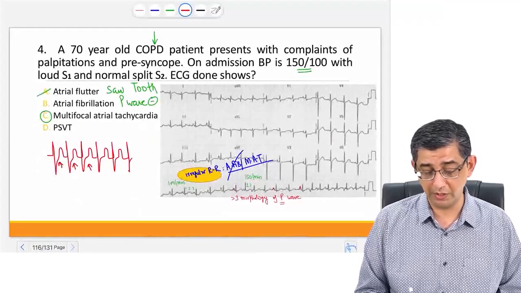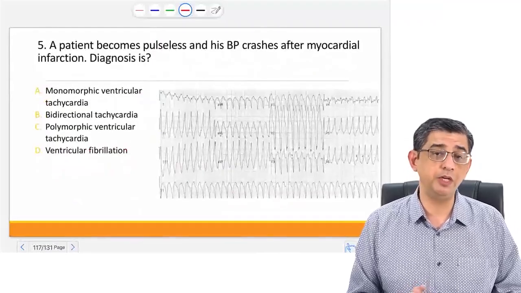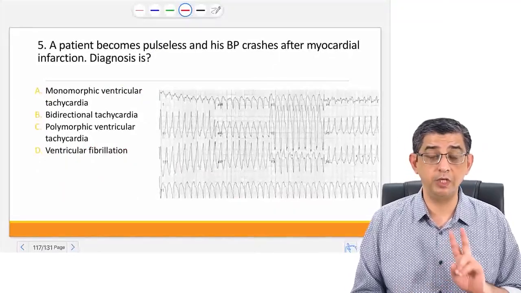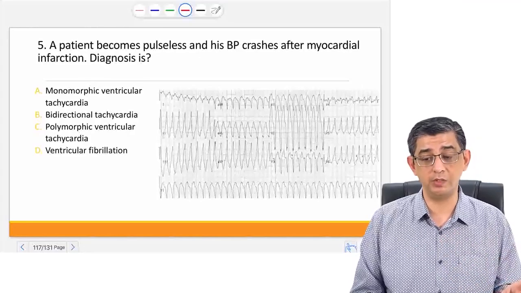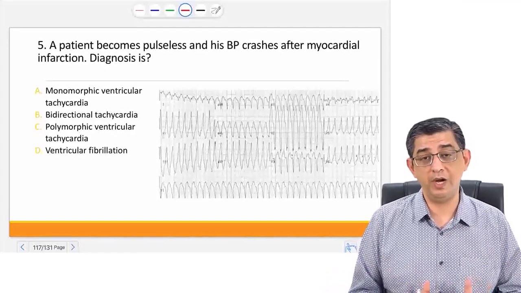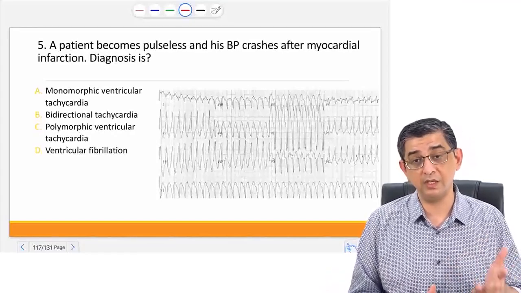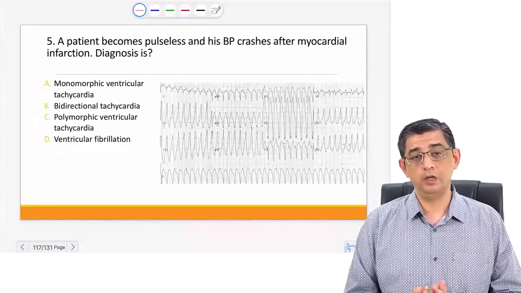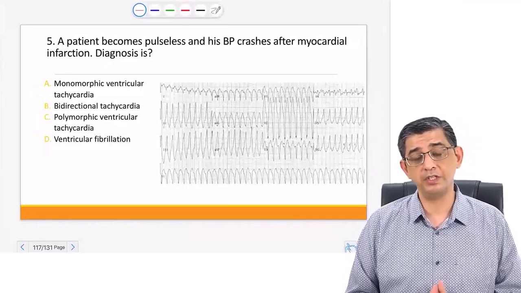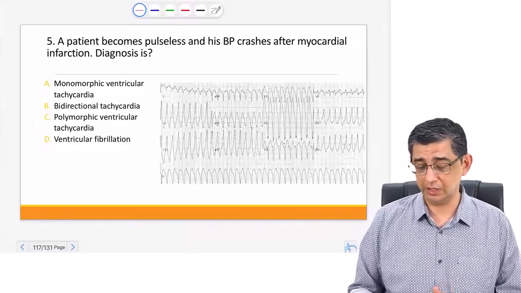So the word of caution here is whenever you are attempting any multiple choice question, always in ECG calculate the RR interval minimum 2 times instead of doing it only once, because you might miss the irregular RR interval, and atrial fibrillation and MAT, if they're asked, you might miss out on them. Coming to the next question, he talks about a patient who's become pulseless and his BP is crashing after myocardial infarction. What is the diagnosis?